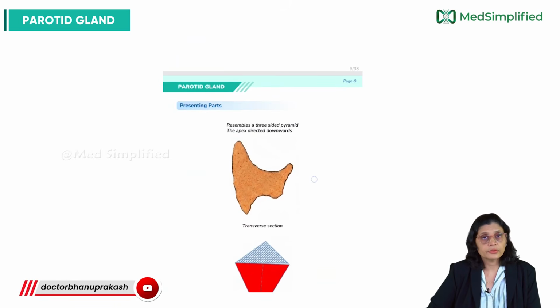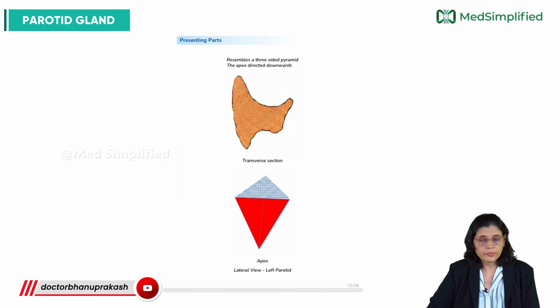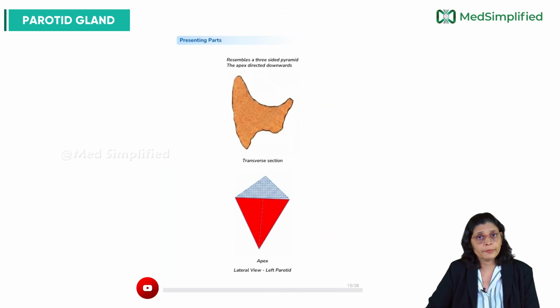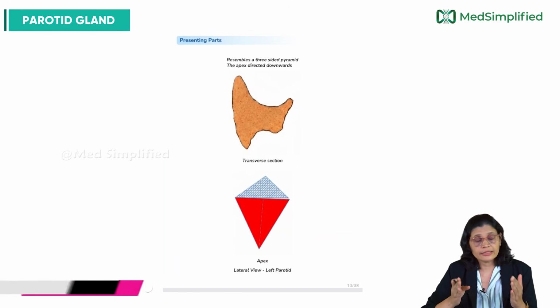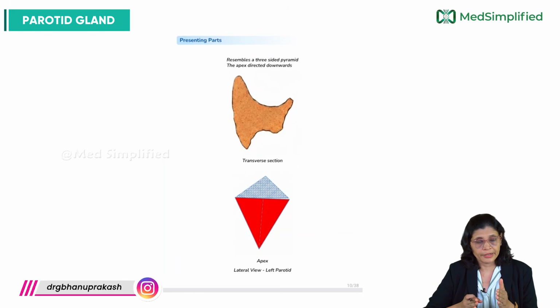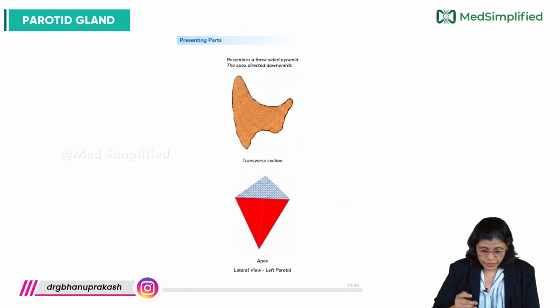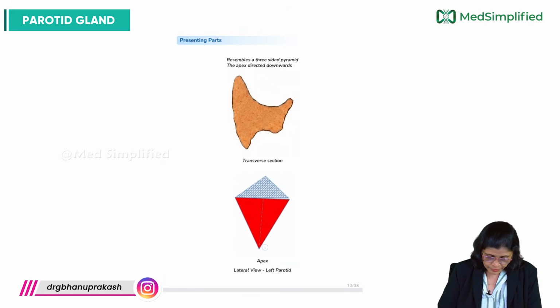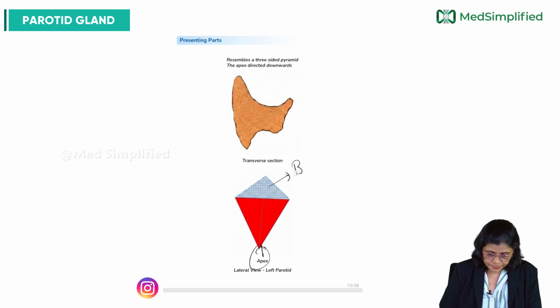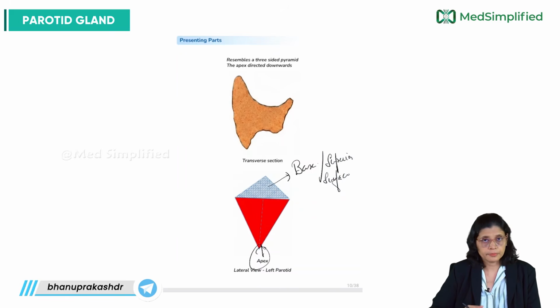Next, moving on to the presenting parts of the parotid gland. Now the parotid gland is an inverted pyramidal shaped gland. So it will have an apex. When we see, it has an apex here, and it will have a base, which is also called the superior surface. So this is the base as well as the superior surface.